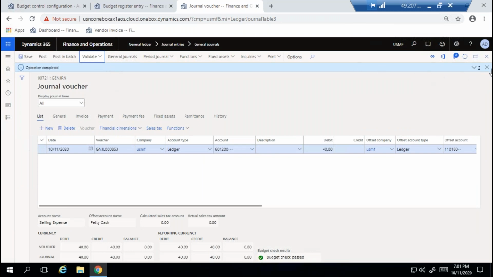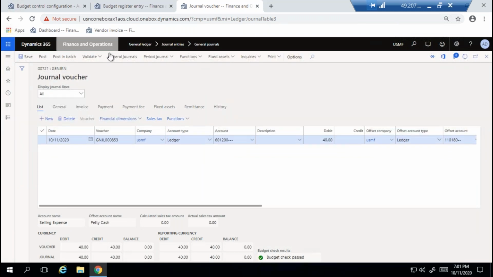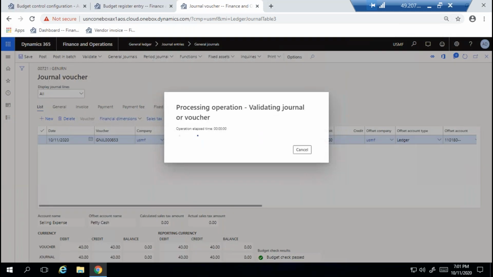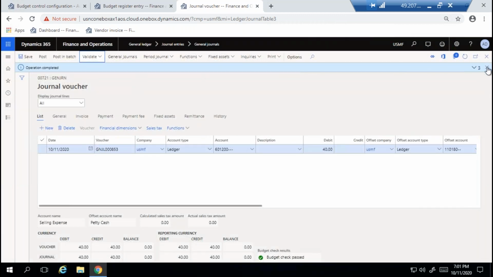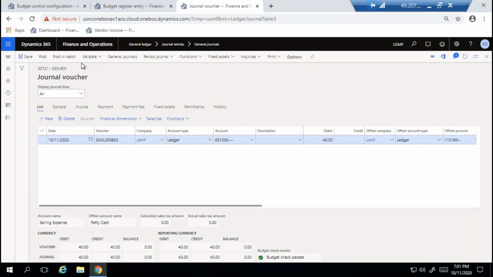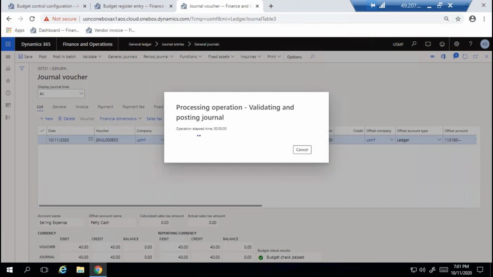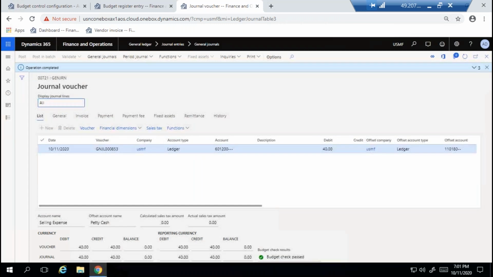If I click simulate posting, yes, it is without throwing any error message. It will be validated. Okay, now I'm posting. I have posted 50 initially. I have posted 40 now. So total 90 used. 90 used.